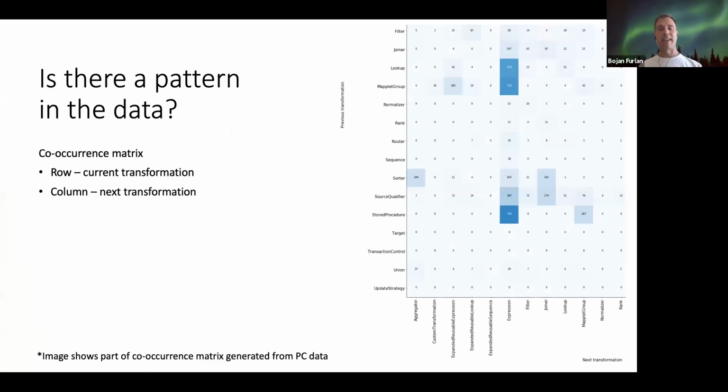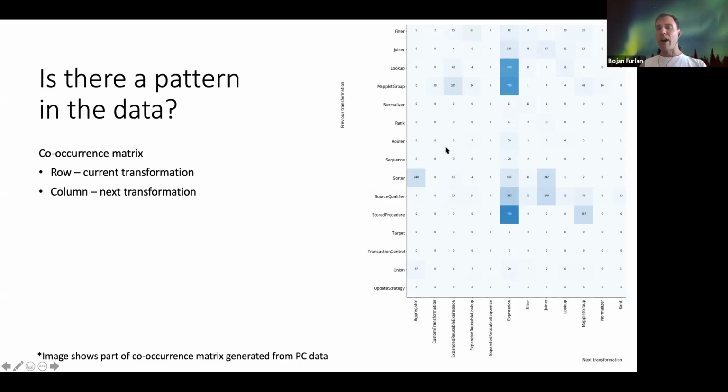data exploration. The first question for us was: is there a pattern in the data? Can we actually learn something from the data? So what we did, we developed a Cooccurrence Matrix. Here you can see a row represents the current transformation and a column represents the next transformation. So we wanted to see if we know the current transformation, can we predict what is next? It's a very simple model. And here, hopefully you can see some tiny numbers. Here is a part of this Cooccurrence matrix for one data set.